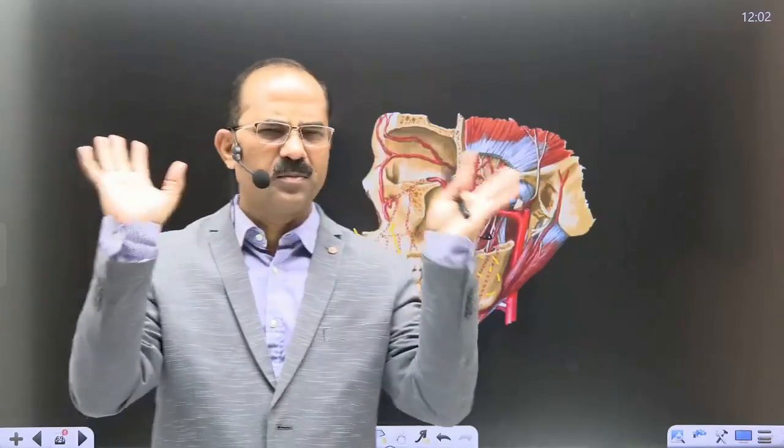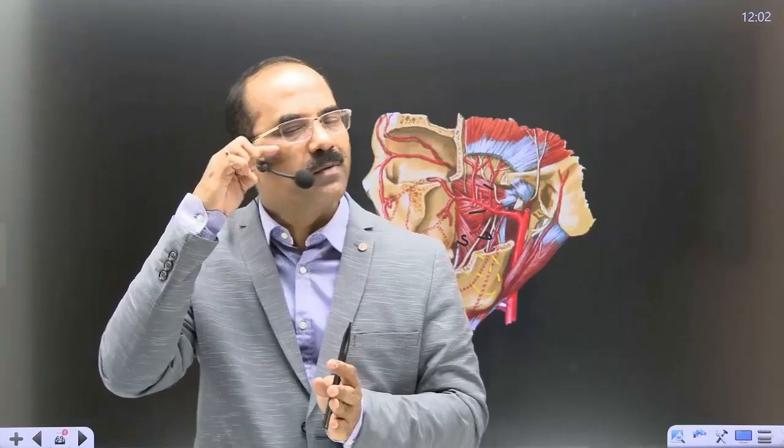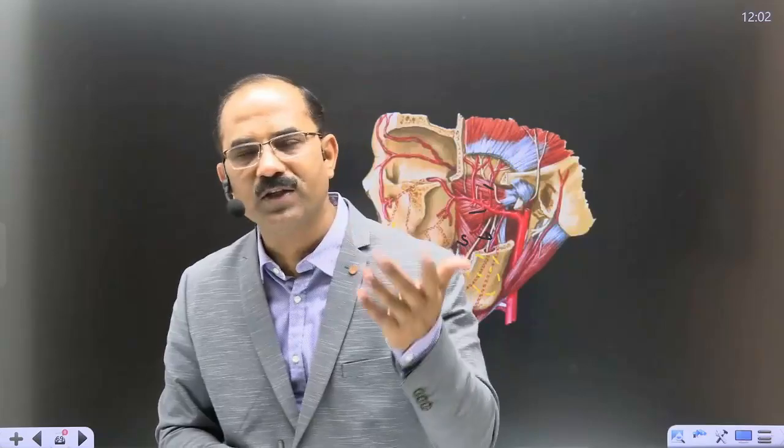So we have studied the muscles of mastication. There are four: the temporalis, masseter, medial and lateral pterygoids. Temporalis begins from the temporal fossa, inserted on the coronoid process and the ramus. The vertical fibers cause elevation, the posterior fibers cause retraction of the mandible. Nerve supply: the deep temporal nerve, a branch of the anterior division of the mandibular nerve.